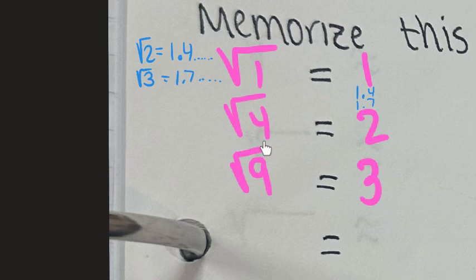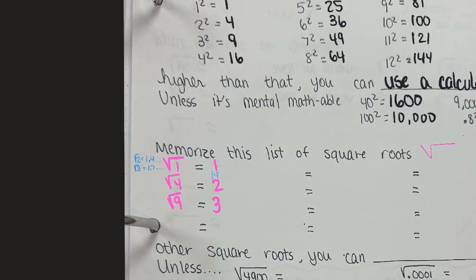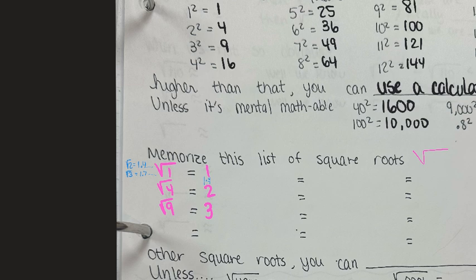So there are square roots between 4 and 9. They would all be 2 point somethings, because 2 squared is 4 and 3 squared is 9. So 5, 6, 7, and 8 would be 2 point something. Okay, let's look at our list at the top. The next perfect square is the square root of 16. The answer is 4.